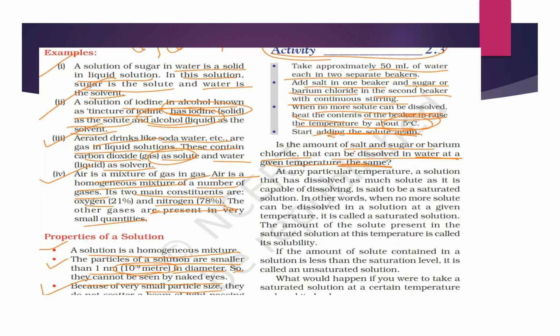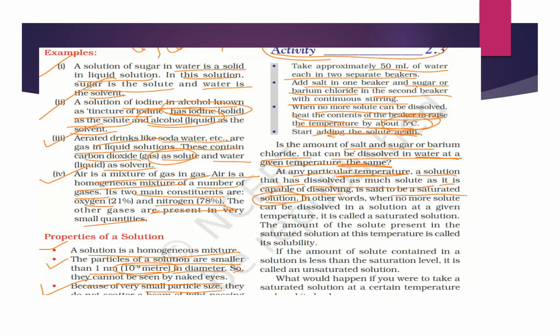So you should note that salt is dissolving at the same temperature as sugar or barium chloride. At any particular temperature, a solution that has dissolved as much solute as it is capable of dissolving is called a saturated solution. So what does it mean? Suppose at a certain temperature, the solvent can dissolve this much amount of solute in it. So that is a saturated solution.